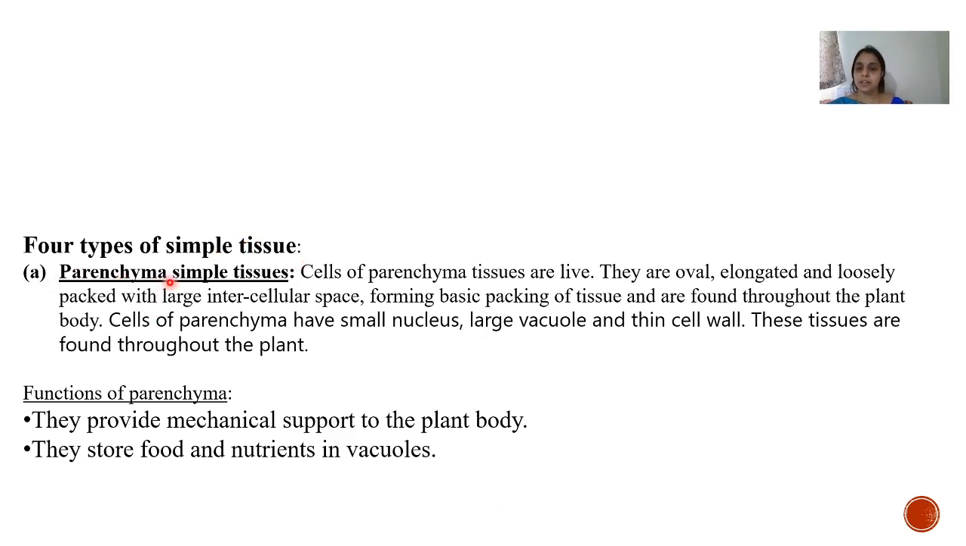The first one is parenchyma. The cells of parenchyma tissue are alive, oval, elongated, and loosely packed with a large intercellular space. They form a basic packing tissue, and they are found throughout the body of the plant. The cells of parenchyma have a very small nucleus, a large vacuole, and a thin cell wall.